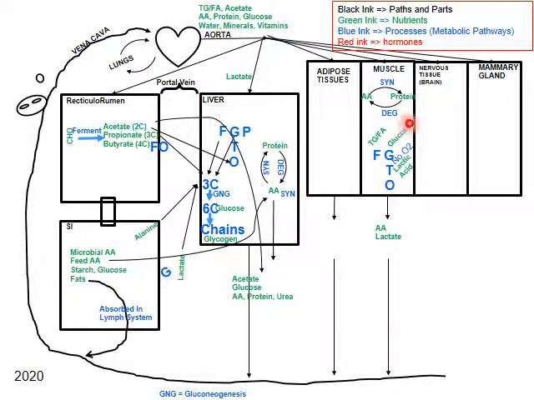We have glucose coming in. It can be stored as glycogen in the muscle, but then we break it down to individual glucoses that can go through glycolysis, transition, and oxidation to generate ATP.